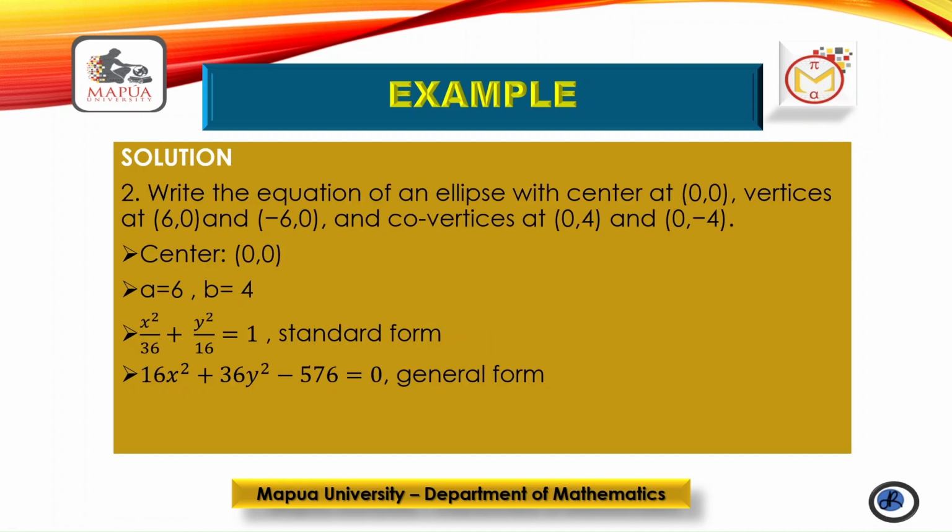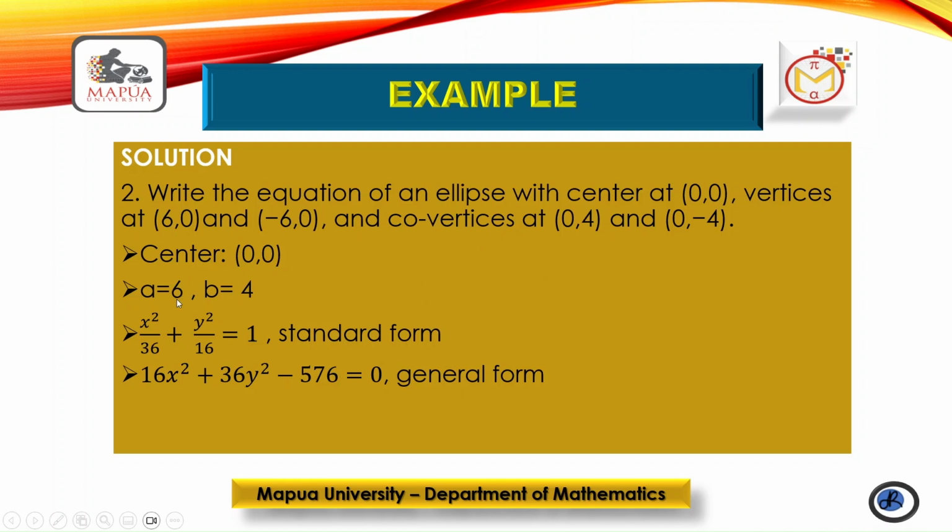Another example is to write the equation of an ellipse with center at (0, 0), vertices at (6, 0) and (negative 6, 0), and co-vertices at (0, 4) and (0, negative 4). Looking at the graph, it is a horizontal ellipse because the major axis is at (6, 0) and (negative 6, 0), which is along the x-axis. The co-vertices at (0, 4) and (0, negative 4) lie along the y-axis.